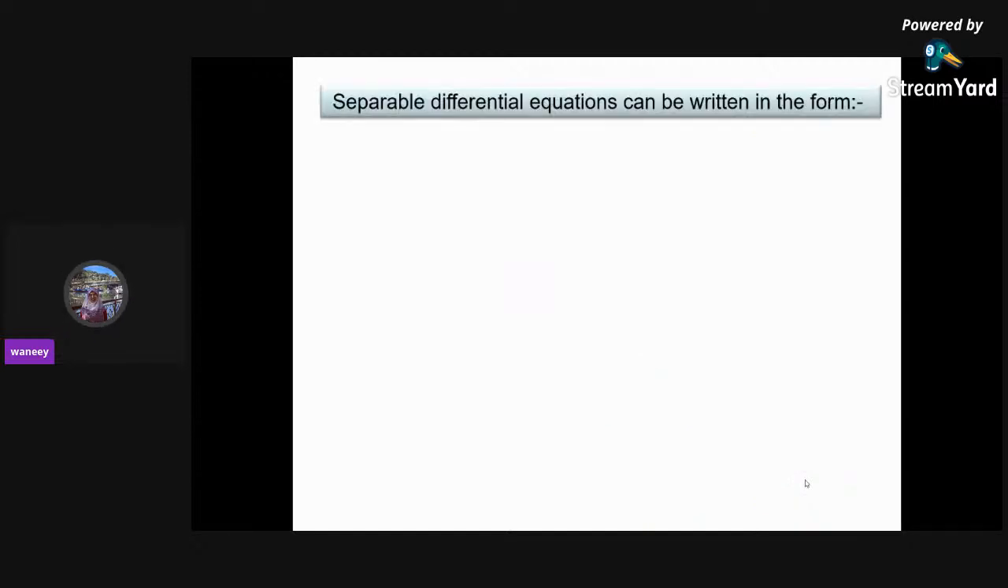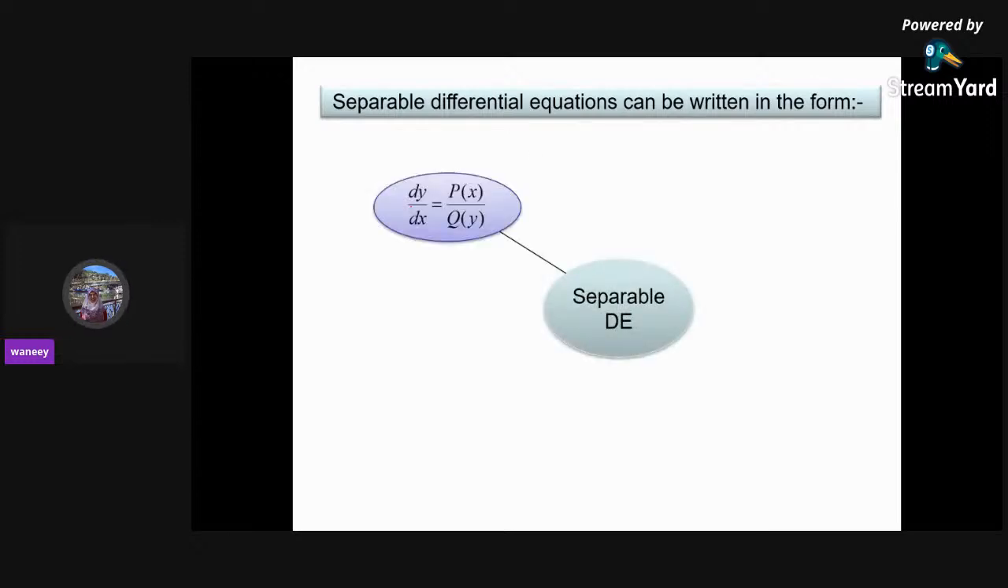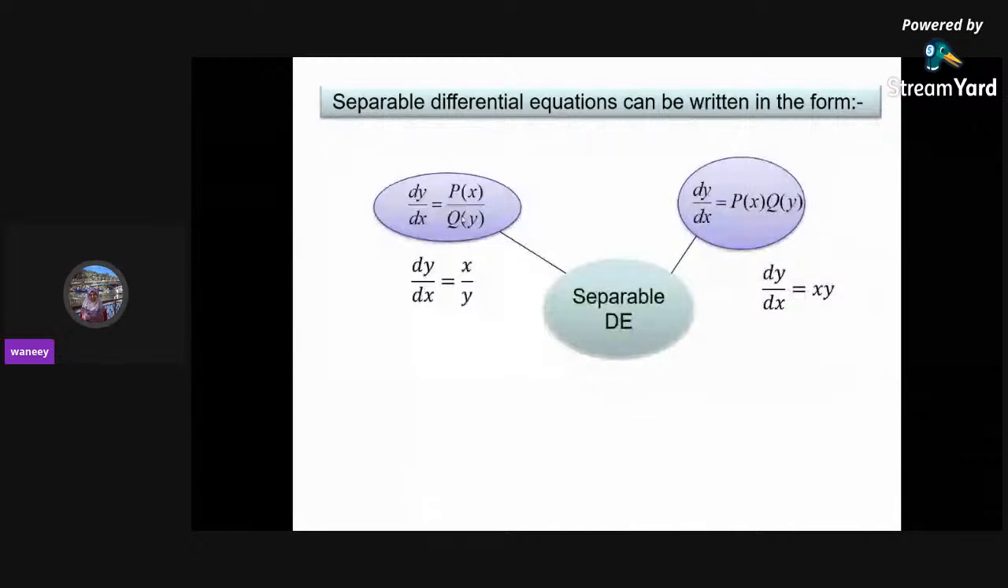Okay, so a separable differential equation can be written in the form, for example, dy over dx equal to px over qy. You might have something like dy over dx equal to x over y, or dy over dx equal to px times qy, so we can easily separate the x and the y. For example, dy over dx equal to x multiplied with y. So we can easily separate the x and the y.